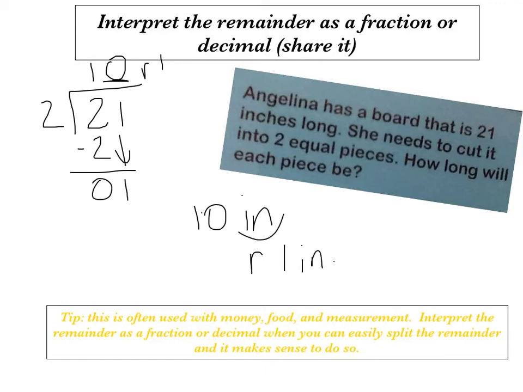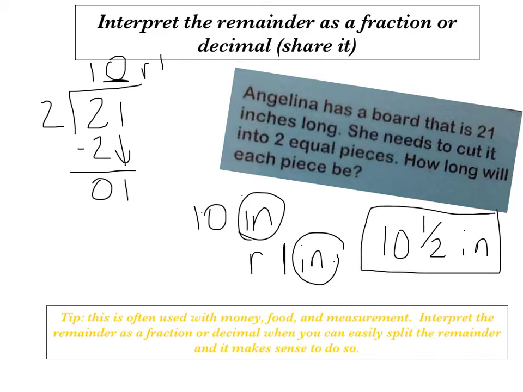If we notice, our units are the same for my quotient and my remainder. Well, I can cut 1 inch equally. So I'm going to share it, cut 1 inch. Each one is going to be half an inch. So 10.5 inches. I shared it because I can still cut length and make it into a decimal or a fraction. So in this case, I shared the remainder.